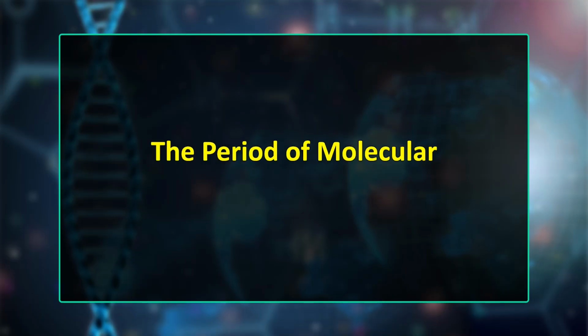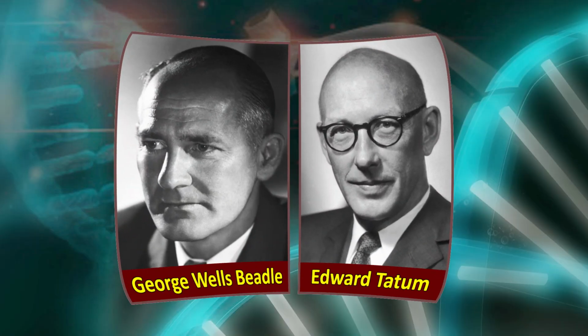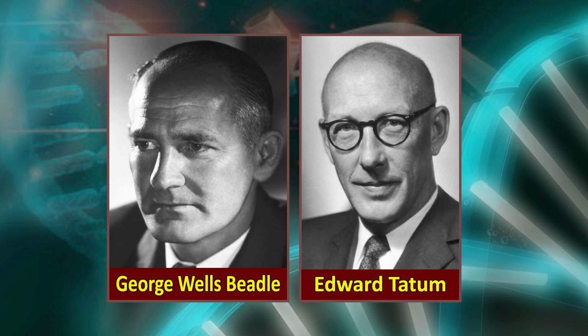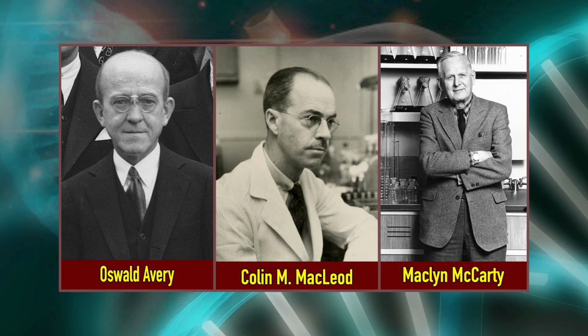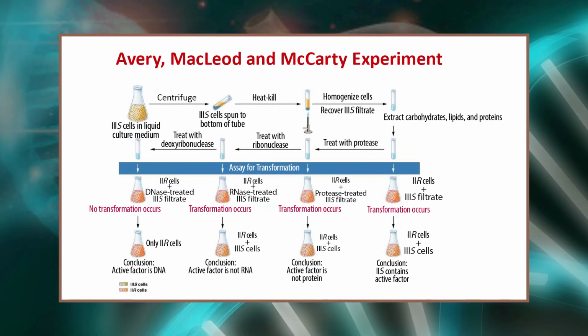Now let us discuss the period of molecular genetics. Molecular genetics began only after 1941, when American geneticist George Beadle and American biochemist Edward Tatum showed that genes code for catalytic proteins called enzymes. Subsequent studies in other organisms showed that genes generally code for proteins. Oswald Avery, Colin MacLeod, and Maclyn McCarty showed that bacterial genes are made of DNA. Later, these experiments were studied in all organisms.